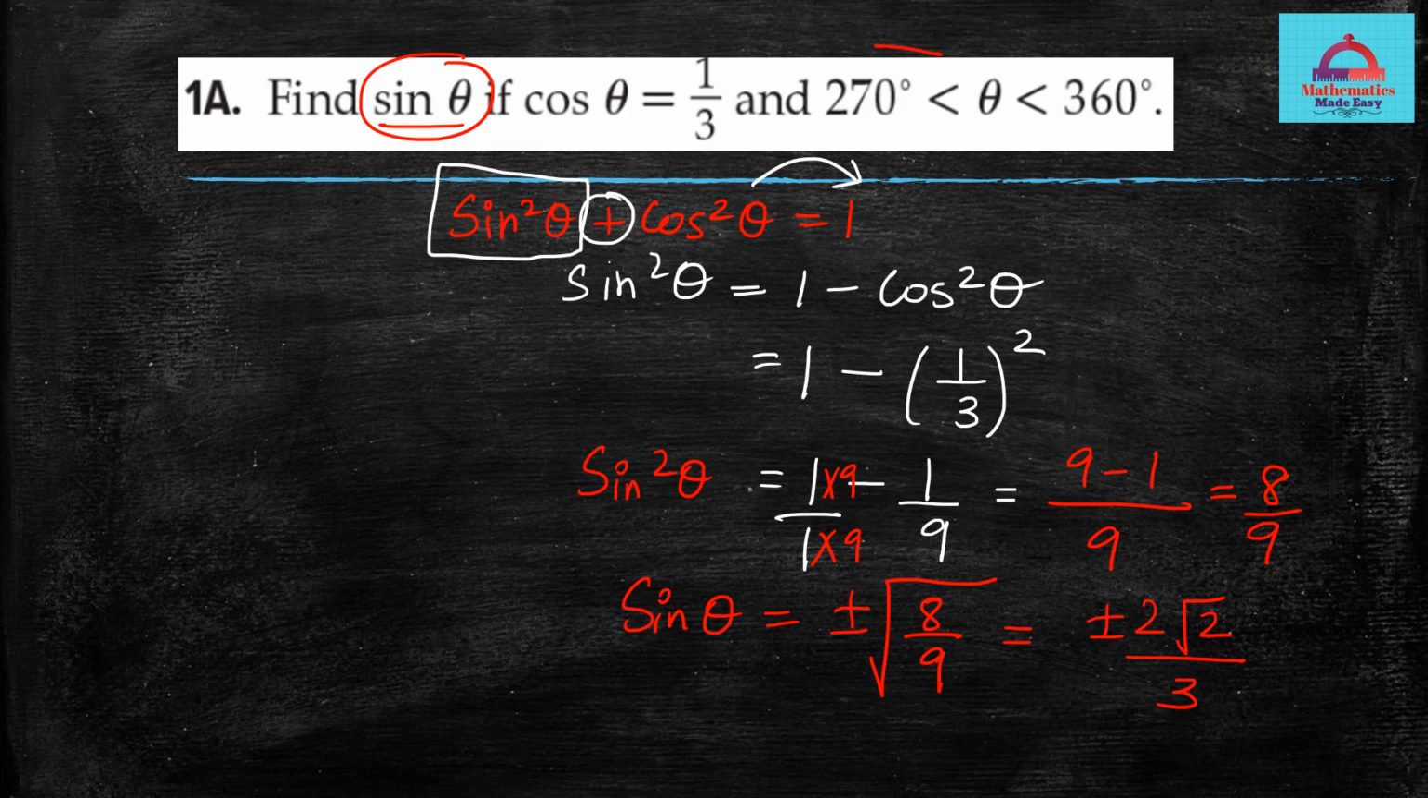Now we will use this important information. The quadrant which is given here is the fourth quadrant, and in the fourth quadrant sine theta is negative. So I will only choose the negative value, so minus 2 square root 2 over 3. This is going to be your answer. Now if you want to remove the radical sign, you can also do one more step where you rationalize and then give the answer.